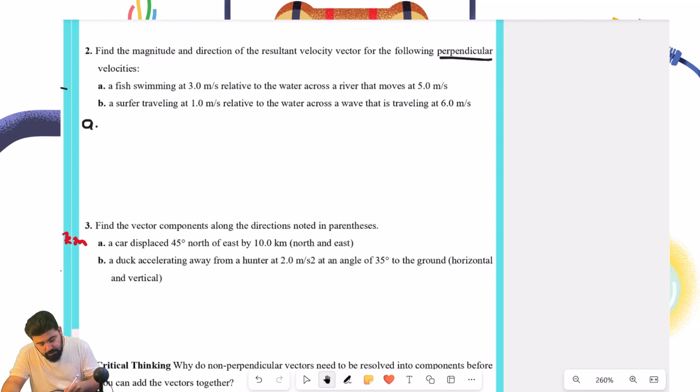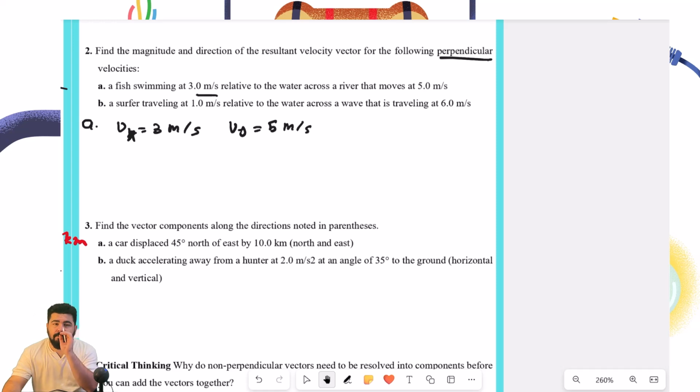We have a fish swimming at 3 meters per second. So we have Vx, which is equal to 3 meters per second, relative to the water, across a river that moves at 5 meters per second. Vy is equal to 5 meters per second.